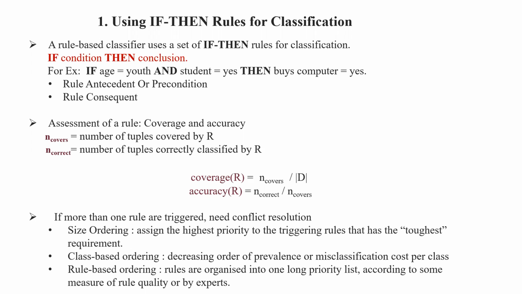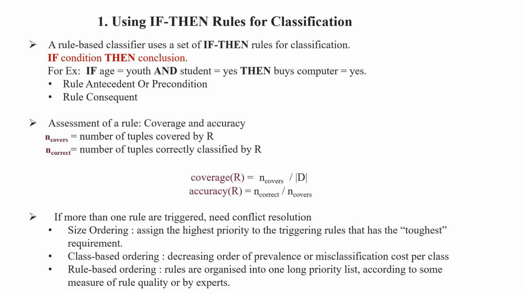A rule-based classifier uses a set of if-then rules for classification. If condition, then conclusion. It is the statement. For example, if age is equal to youth and student is equal to yes, then buys computer is equal to yes. It means that if we have two conditions and both conditions are satisfied, then the conclusion will be given. In this there are two parts, rule antecedent and rule consequent.